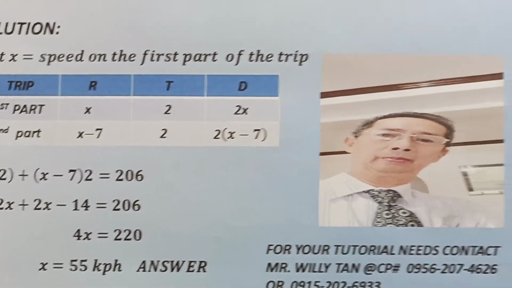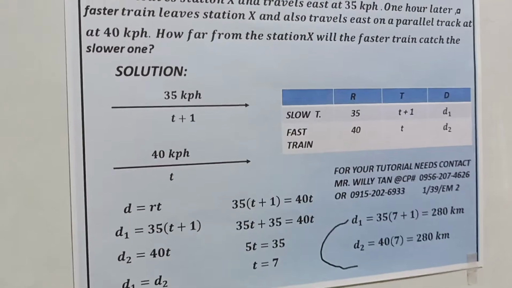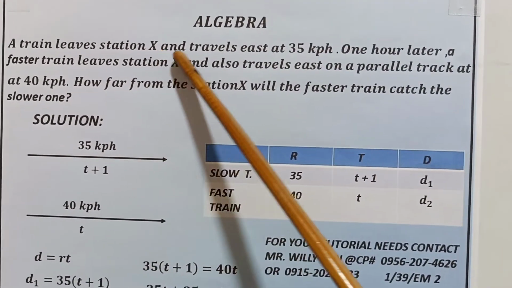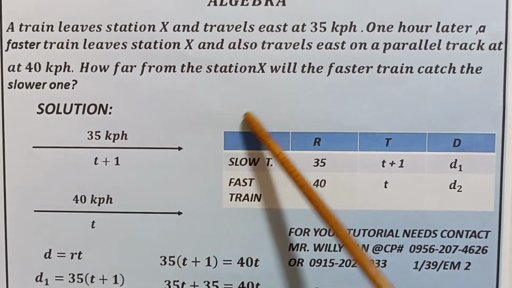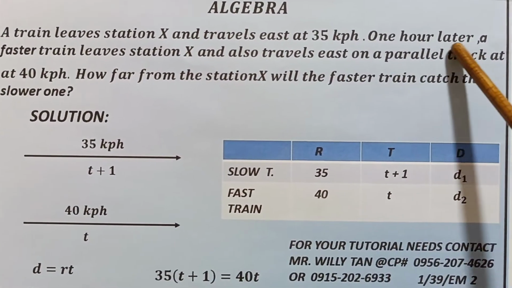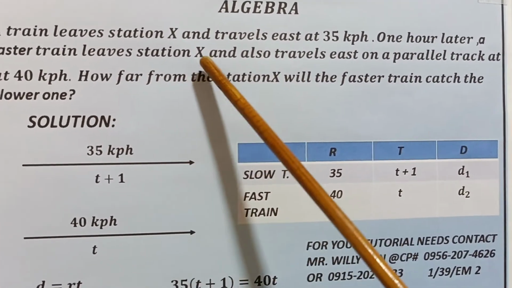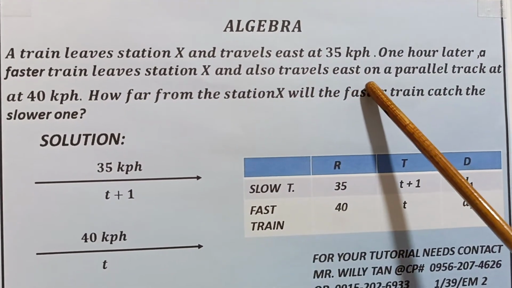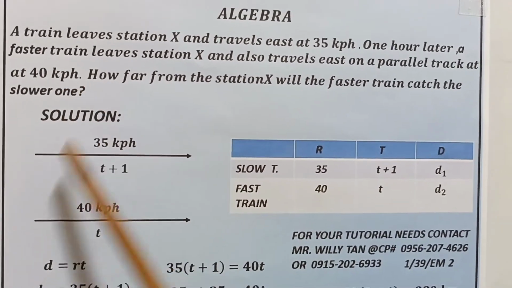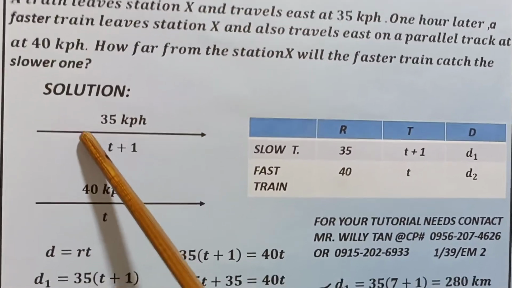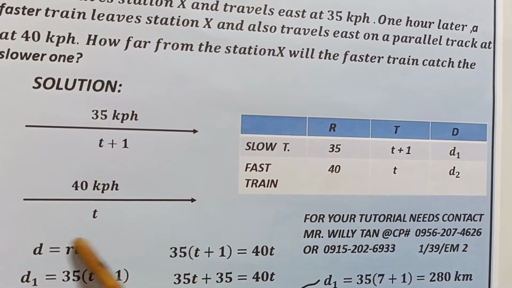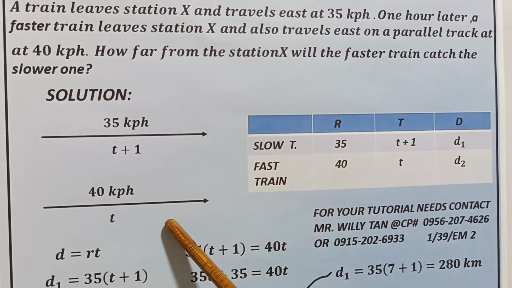For our second problem, we have a train. A train leaves station X and travels east at 35 kilometers per hour. One hour later, a faster train leaves station X and also travels east on a parallel track at 40 kilometers per hour. So these are the first train, the slower one, and the faster one. This will be our diagram.